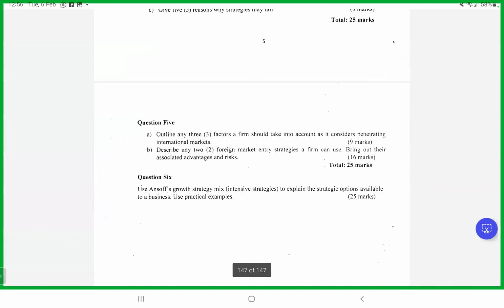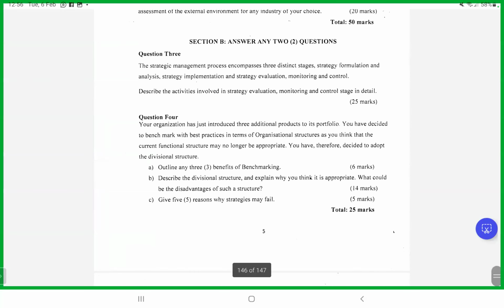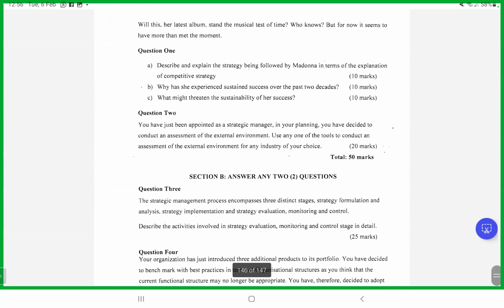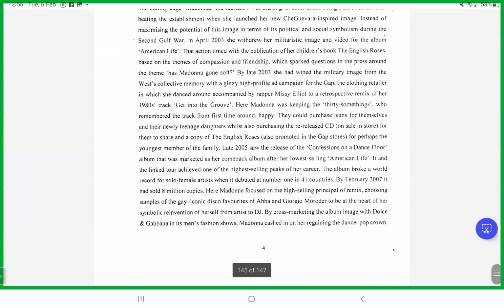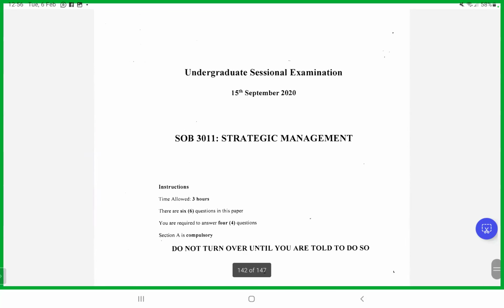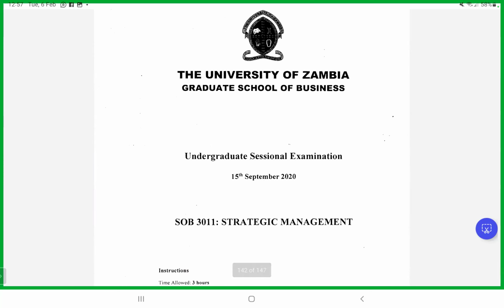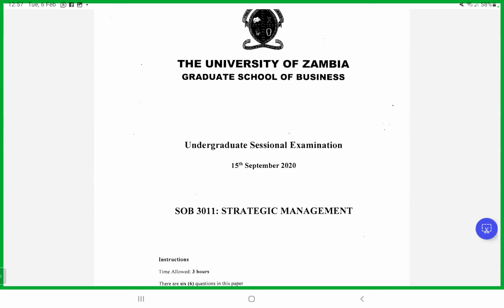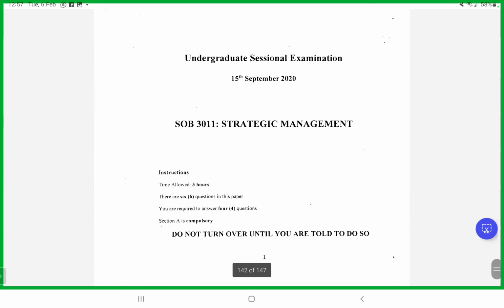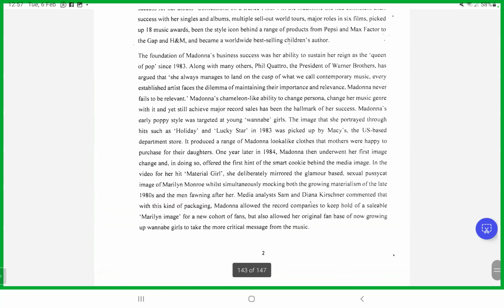I welcome you to today's conversation one more time in strategic management. We continue looking at the past examination question papers from, in this case, let's pick the University of Zambia, UNZA, and the name of the course is Strategic Management. We are using the questions to explain a lot of key concepts. So let's pick today's question.